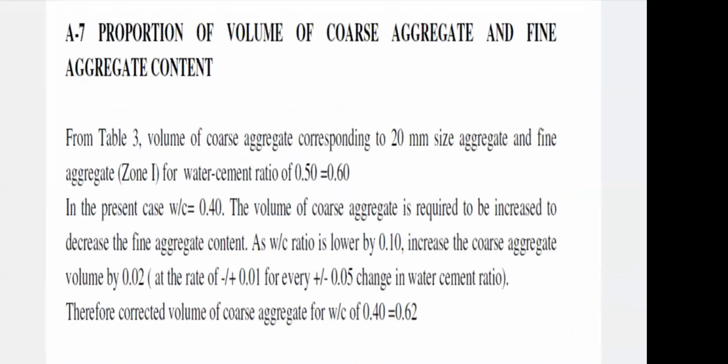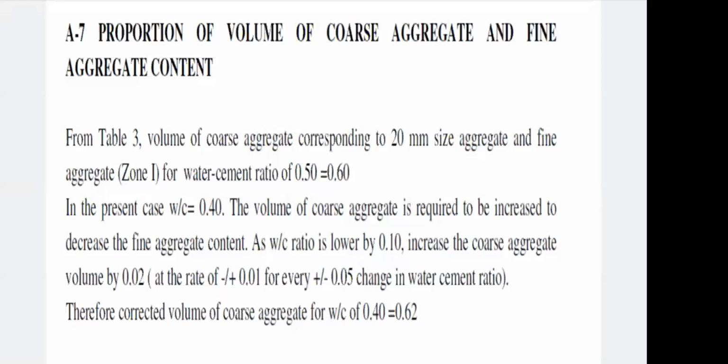The volume of coarse aggregate is required to be increased to decrease the fine aggregate content. If your coarse aggregate content is increasing, then you have to decrease your fine aggregate content. How? As the water cement ratio is lower by 0.1, then increase the coarse aggregate by 0.02, because the rate is plus minus 0.01 for every plus minus 0.05 change in water cement ratio. Therefore, the corrected volume of coarse aggregate for water cement ratio 0.4 is equal to 0.62.